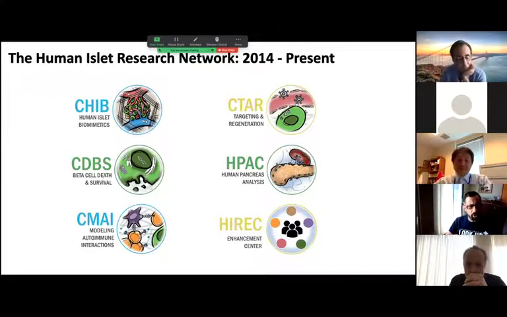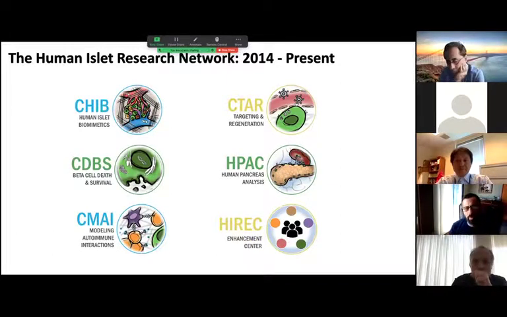One of them is called CHIB. It's largely an engineering group. They try to put either tissue on a chip and try to understand how a beta cell might work and assay it. You have a group called CTAR, the Consortium of Targeting and Regeneration, understanding how you could target certain cells in your body. And we're going to be hearing from a project there today.